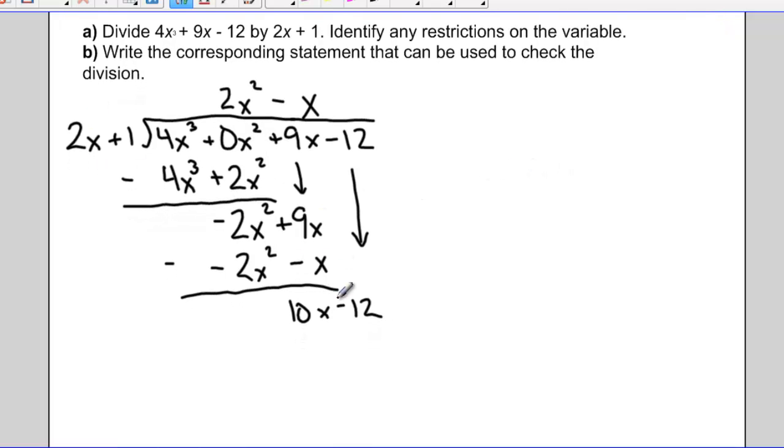What do I multiply 2x by to get 10x? I multiply it by 5. 5 times 2x is 10x. 5 times 1 is 5. Do my last subtraction. End up with a remainder of negative 17.